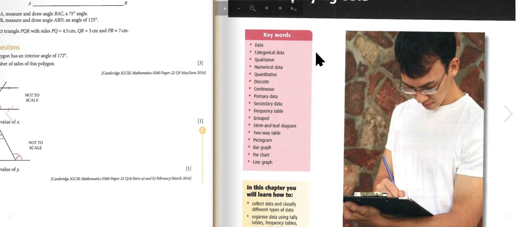The key words are data, categorical data, qualitative, numerical data, quantitative, discrete, continuous, primary data, secondary data, frequency table, group, stem and leaf diagram, two-way table, pictogram, bar chart, bar graph, pie chart, and line graph.